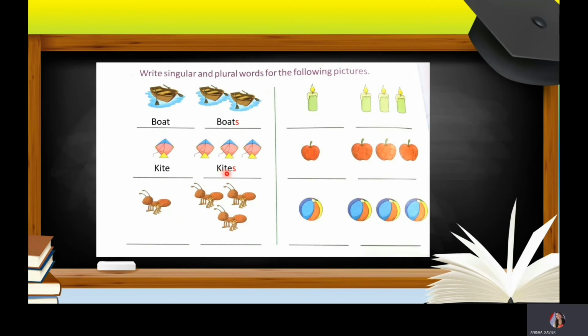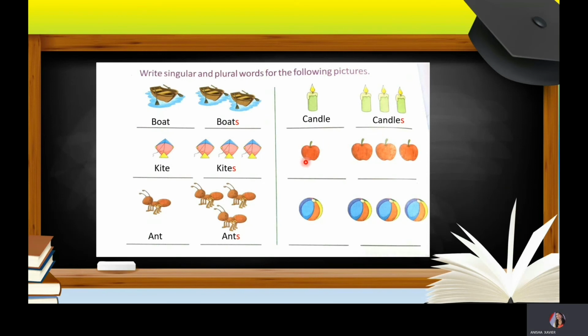K-I-T-E-S. Now here in both we have added only s. Now let's move on to the next one. Are you able to identify this little creature? Yes? Okay. What is it? Yes, it's ant. Now its plural form would be ants. Now let's move on to the next example. I know you all are very good girls and are quickly telling the answers to your parents. So this is a candle. Now here we have 1, 2, 3. So these are candles. Very good.